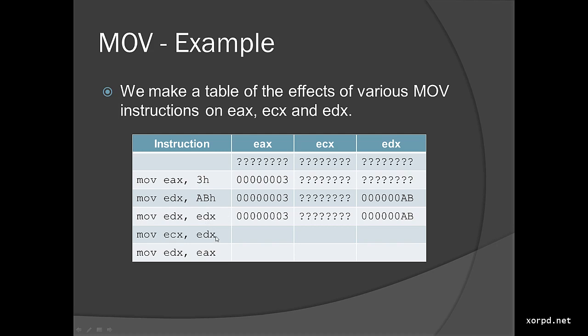Move ECX EDX. That will take the value inside EDX and copy it inside ECX. It copied the AB inside ECX. The last one, move EDX EAX. This is going to copy the contents of EAX into EDX. Note that the previous value, AB, was overridden with the new value, 3.